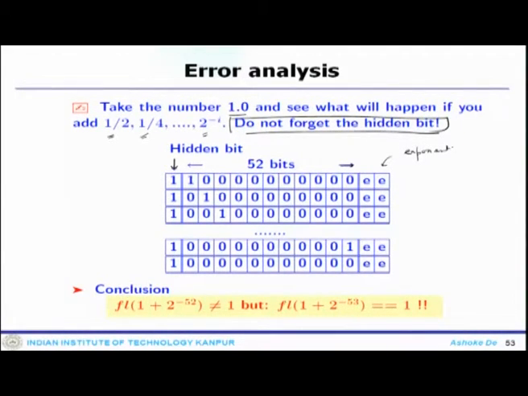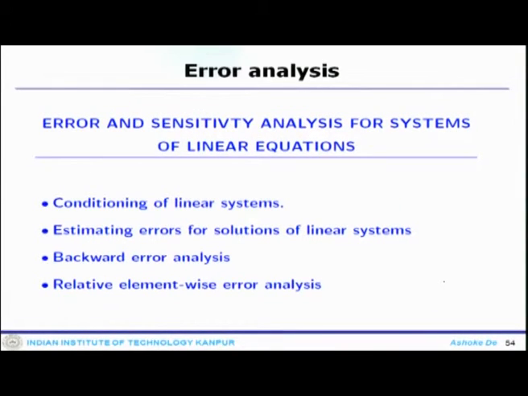Okay. So, that is how you define it. The conclusion here is that floating point of 1 plus 2 to the power minus 52 is not equal to 1, but floating point of 1 plus 2 to the power minus 53 should be equal to 1. That is the message. So, if you make these plus/minus mistakes here, that is going to hit you back.